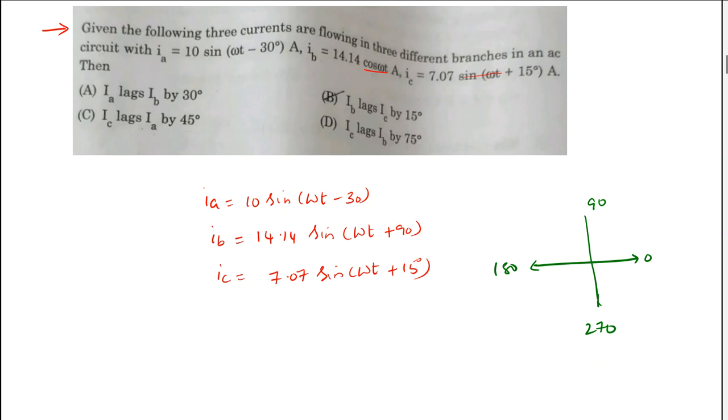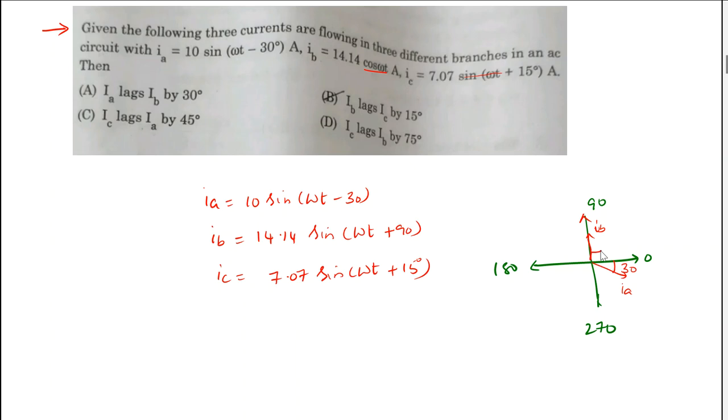Now first I will take the current IA. IA is lagging by 30 degrees, so let me take this value here, IA, at an angle of 30 degrees with respect to the reference. Next, IB. As per the question we need to find the angles. IB is 90 degrees with respect to this value, so 0 means here it is 90. So IB will be somewhere else here.